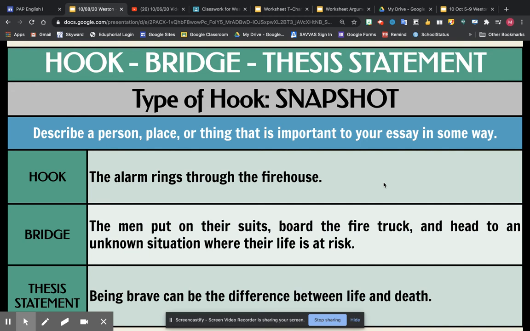The men put on their suits, board the fire truck, and head on to an unknown situation where their life is at risk. Being brave can make the difference between life and death. So, do you see? It's as if you take a picture and then you're describing what happens in the picture. So, we call that a snapshot. Again, there's no I, no you. Everything's written in third person.